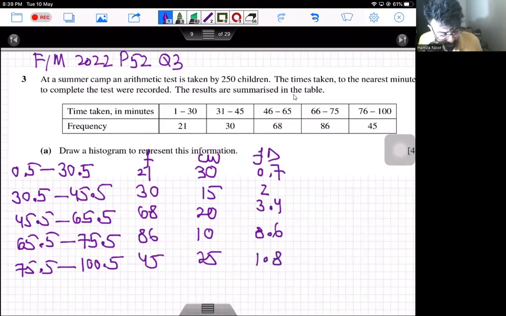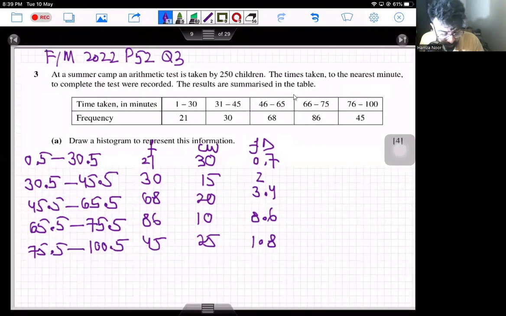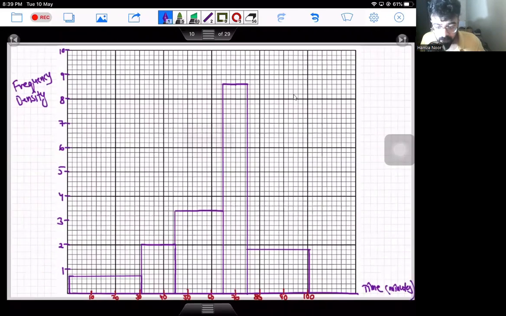So on the next page, I have already made the histogram in order to save your time, because making the histogram and these graphs on iPad with this pen is a little bit time consuming. So I've already made the histogram over here.